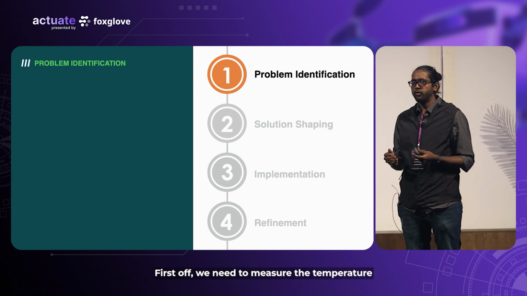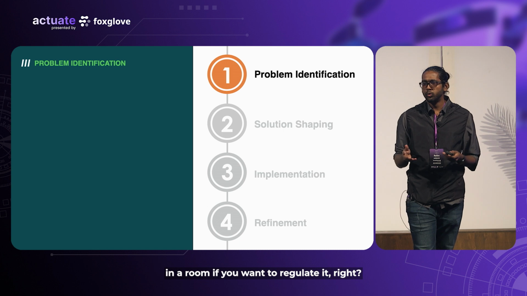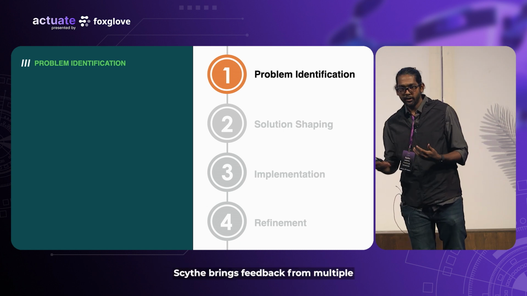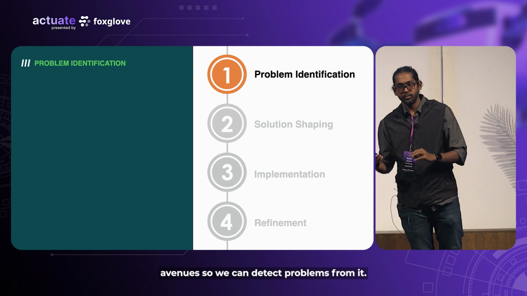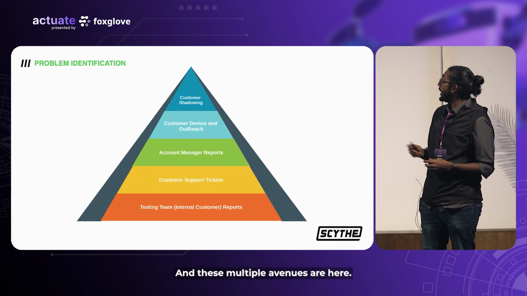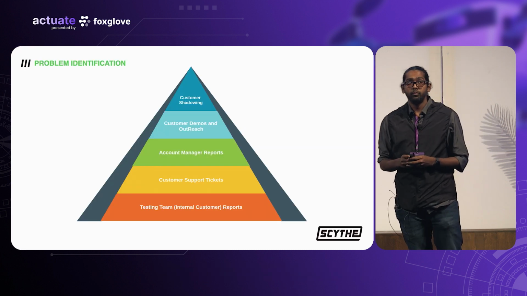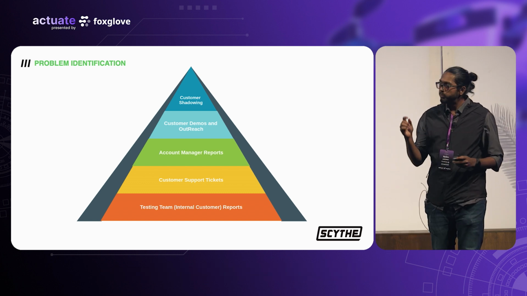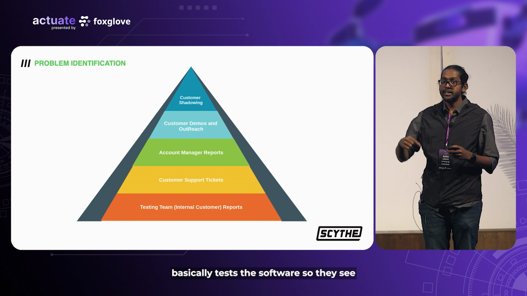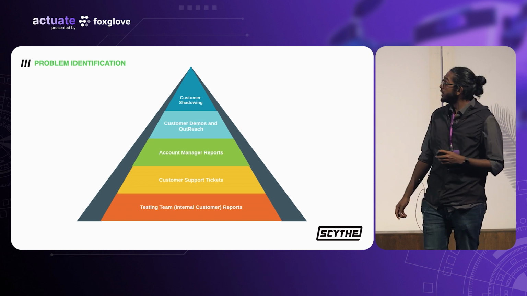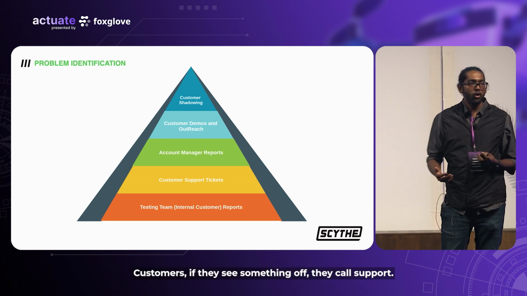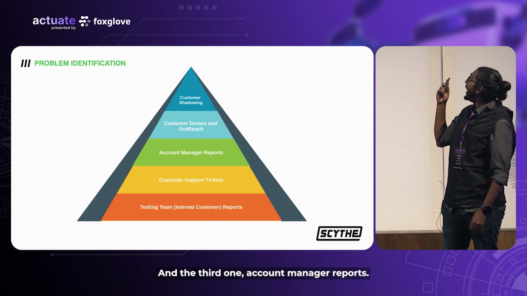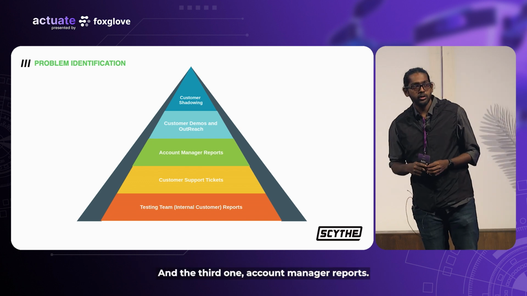So first off, we need to measure the temperature in a room if you want to regulate it, right? So Scythe brings feedback from multiple avenues so we can detect problems from it. And these multiple avenues are here. We have the testing team that takes our robot out on the field and tests the software so they see problems before the customers ever would. Customers, if they see something off, they call support. That's another input to our feedback. And the third one, account manager reports.